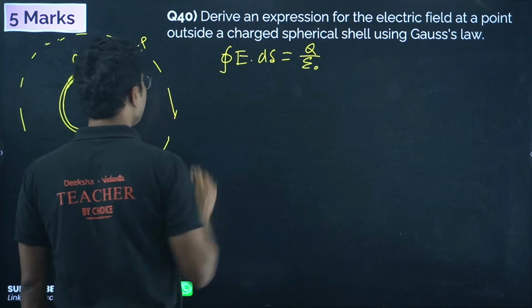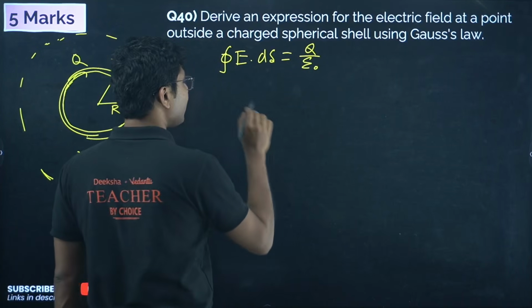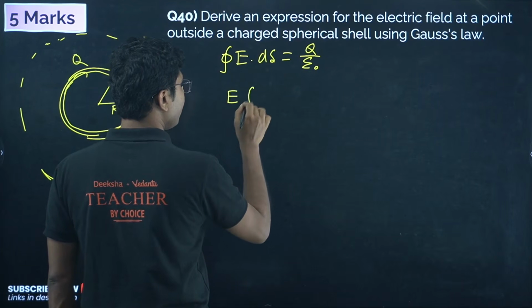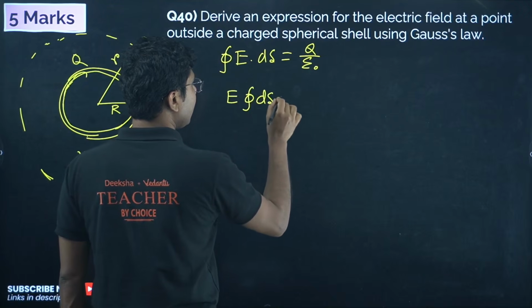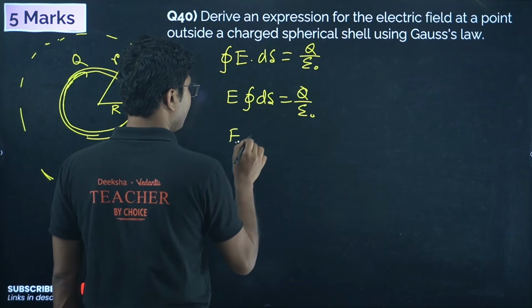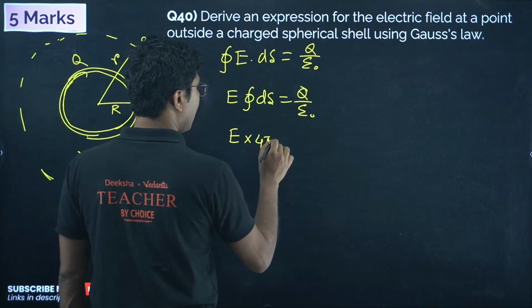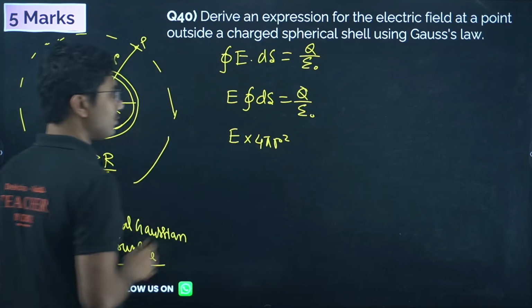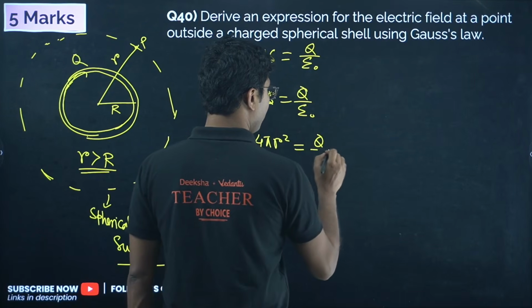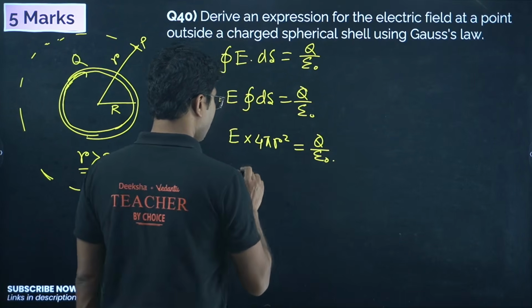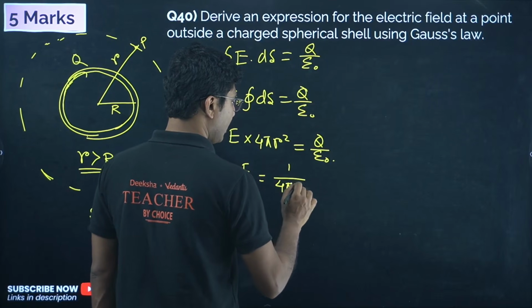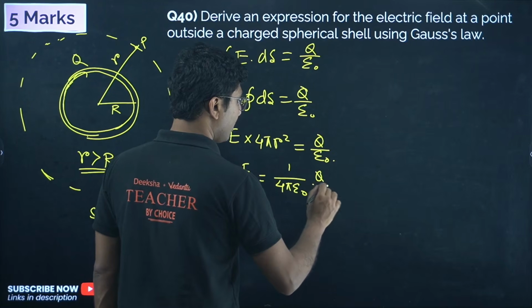Now again, due to symmetry E is constant, that you have to mention. Due to symmetry E is constant, so we can say E into closed integral ds equals Q upon epsilon naught. Now E into 4 pi r square. Don't make a mistake, it will be small r square, not capital R square, and that will equal Q upon epsilon naught, or electric field equals 1 by 4 pi epsilon naught Q upon r square.